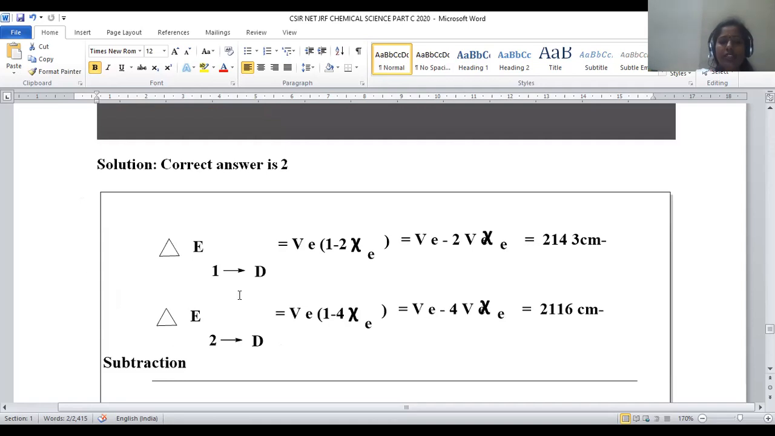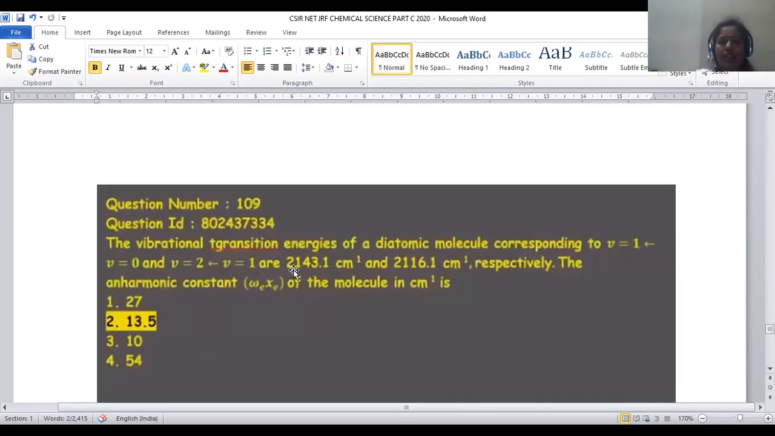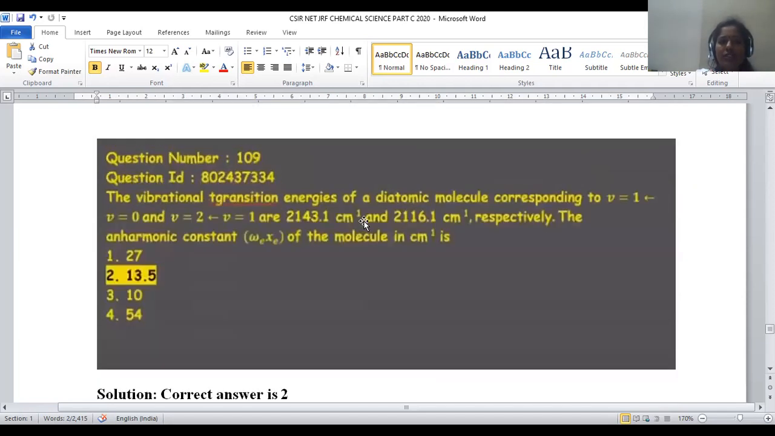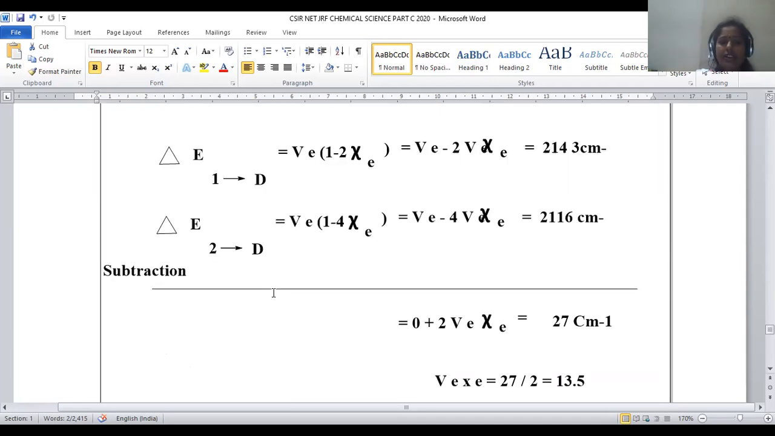So for that, the vibrational transition of the first level is given by the empirical formula: VE into 1 minus 2 chi, which is equal to VE minus 2 VE chi. Because we multiplied this equation and converted it into simplified form, VE into 1 becomes VE itself, minus 2 VE chi, right? Its value is provided as 2143.1. So 2143 will be taken as a round figure here, right? So this is about the first level of energy transition.